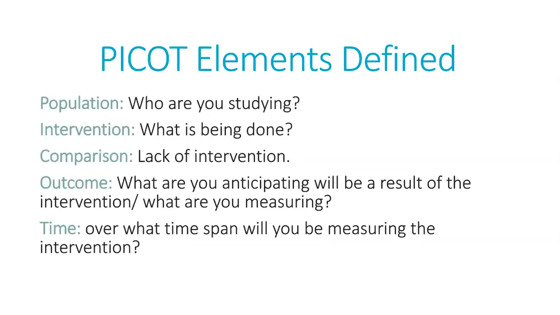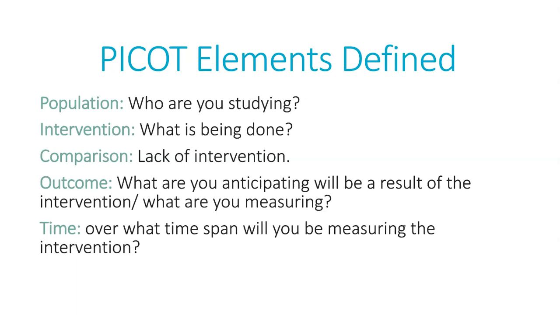When we're defining the different elements of our research question, the P stands for population. So who are you studying? The I stands for intervention. So what is being done for this population? The comparison is the lack of intervention. So it's the opposite, or like I said, the lack of what we are implementing. The outcome is what you are anticipating will be the result of your intervention or what you're measuring. And if you include a time span, that would be over what time span are you measuring the outcomes from that intervention being implemented.